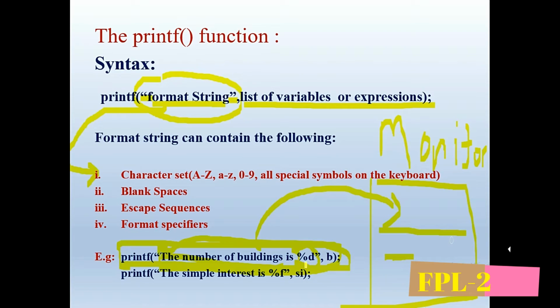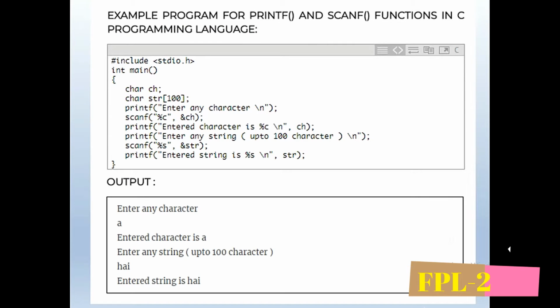You want to hold this place for the value which is stored in b. So instead of %d, you will have the value of b, which can be anything of type int. So this is one example.